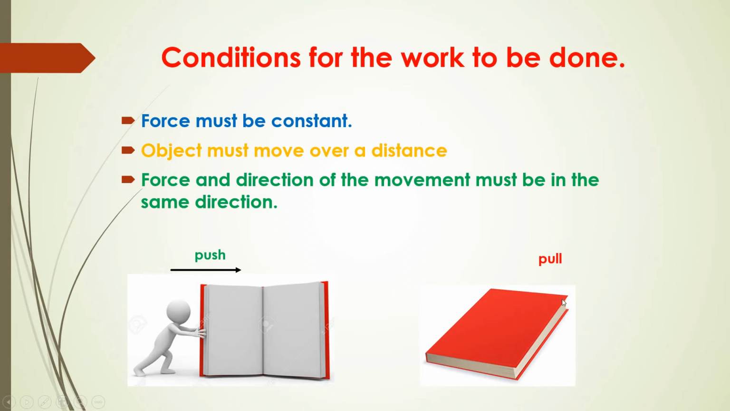Now in the same way, if you want to open the book, you have to apply pull force over here. So when you apply pull force, the direction of force is this side. Therefore, what will be the result? The book gets opened and this part moves this side and it gets opened like this. In this case, we can say that work is done because there is force applied, the object is moving, and the direction of the movement of the object is the same as the direction of the force applied. So these are the three conditions for the work to be done.